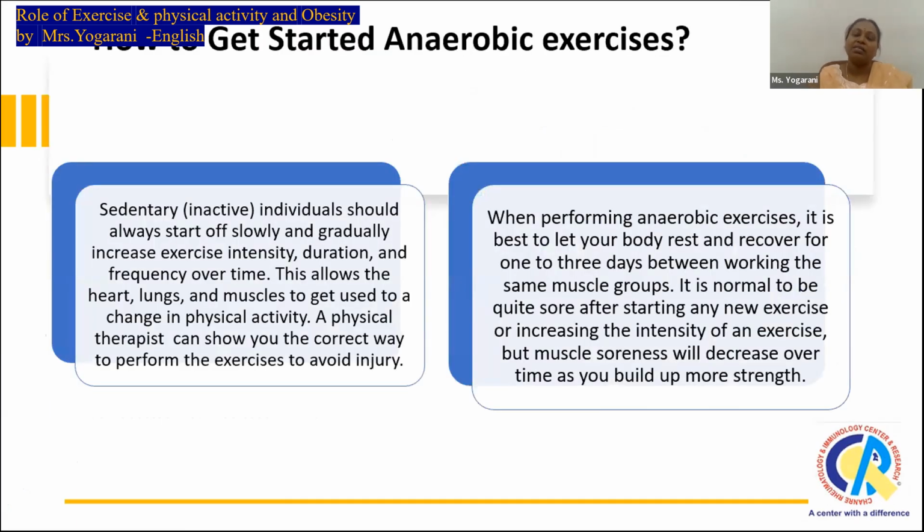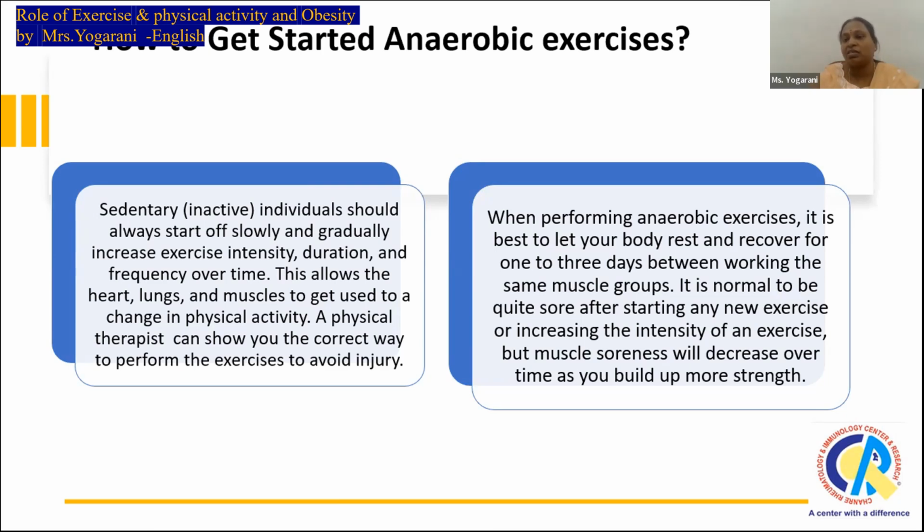Now we'll see anaerobic exercise and how you have to start it. If you are already an exerciser doing exercise regularly, no problem, you can start at higher intensity. If you are a very new beginner, you have to increase the intensity of the exercises very slowly and gradually, because only then will the muscles, joints, and organs adapt to the exercises. For that, we advise you to take a physical therapist's advice and choose the correct exercise to avoid muscle and joint injury.